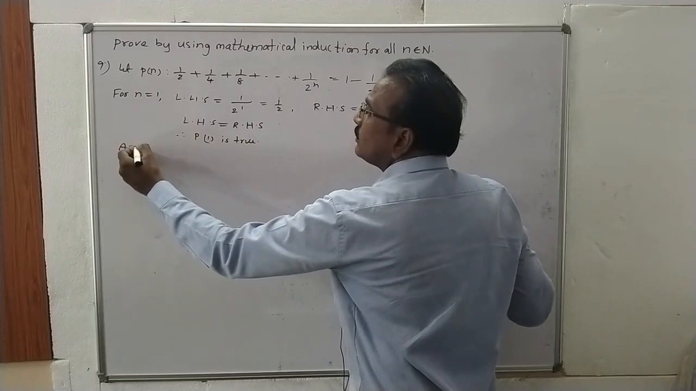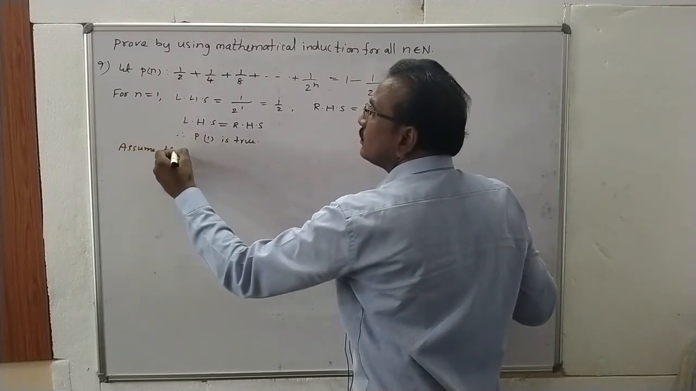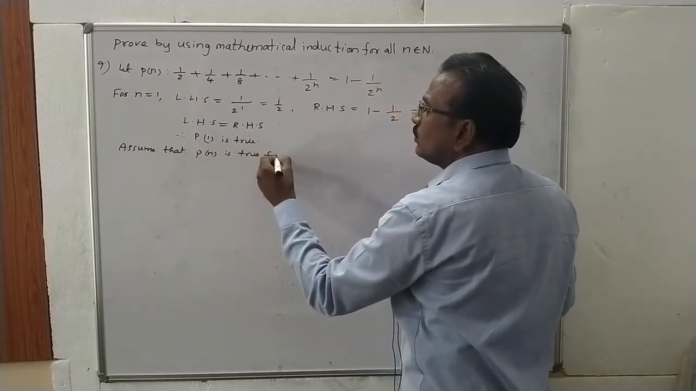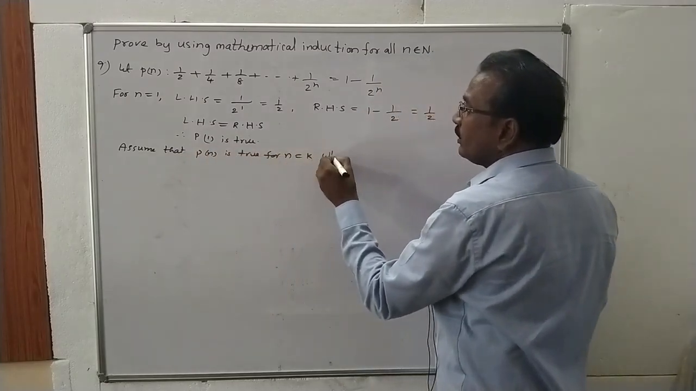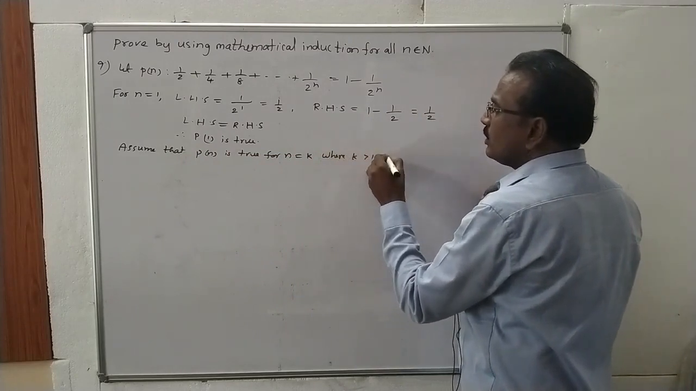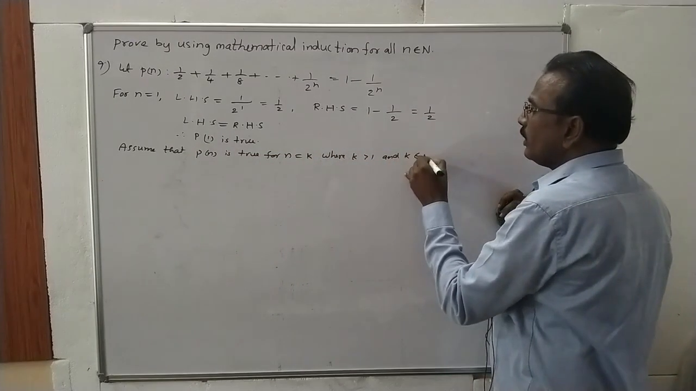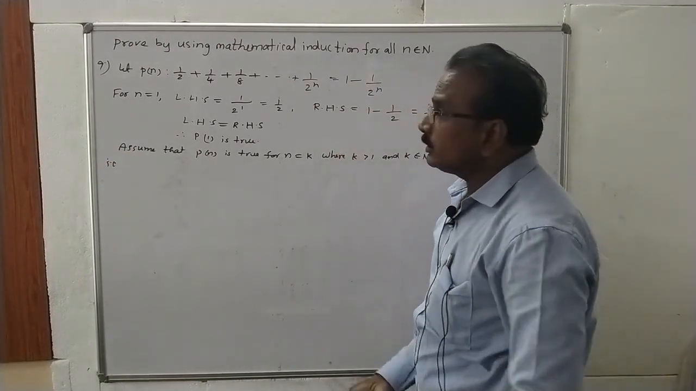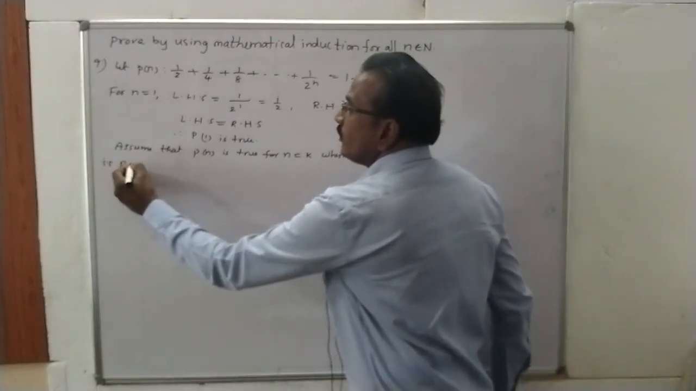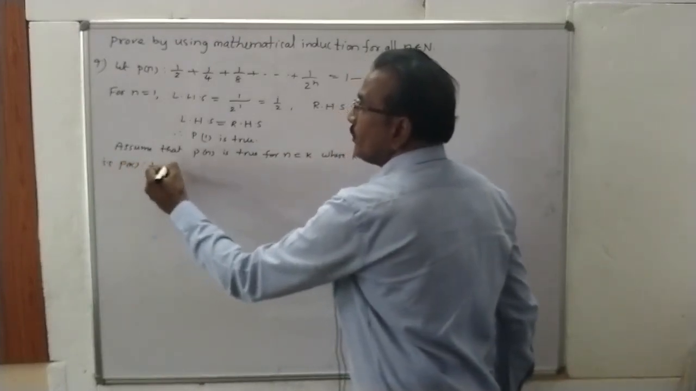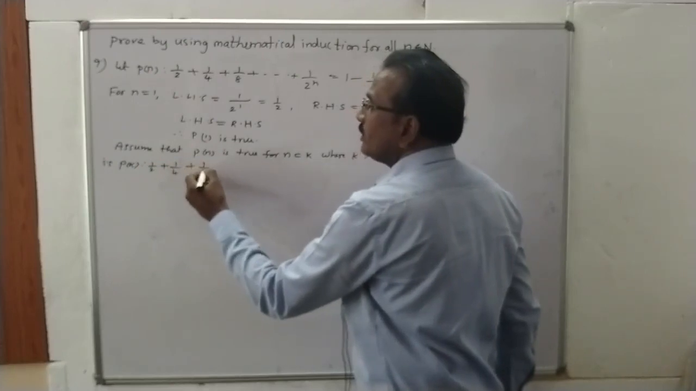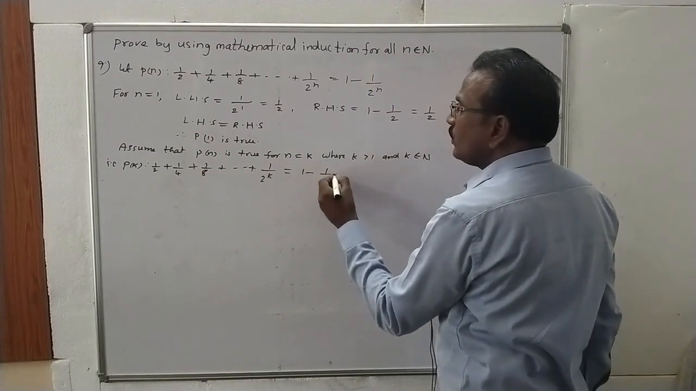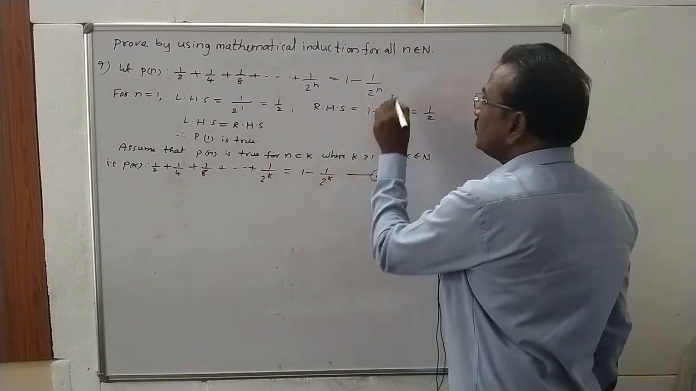Next, assume that P of n is true for n is equal to k, where k is greater than 1 and k belongs to N. That is, P of k is 1 by 2 plus 1 by 4 plus 1 by 8 plus dash dash 1 by 2 power k is equal to 1 minus 1 by 2 power k. This is equation 2, this is equation 1.